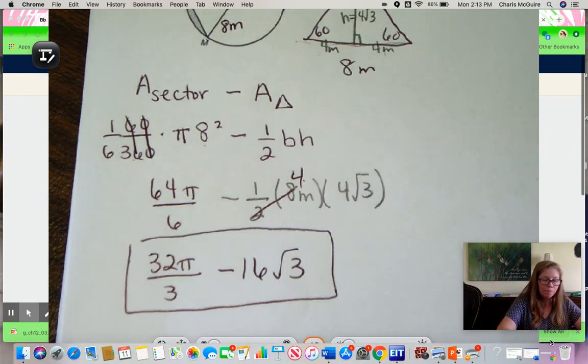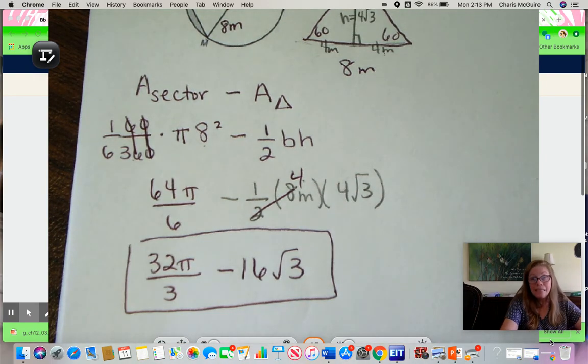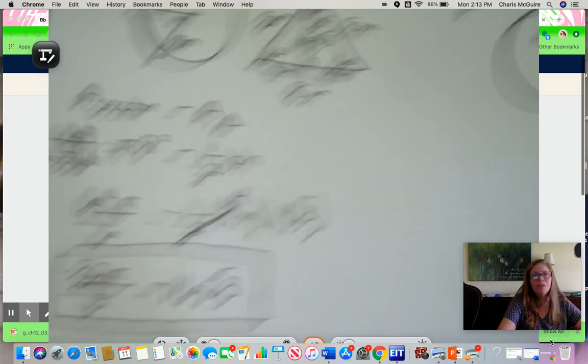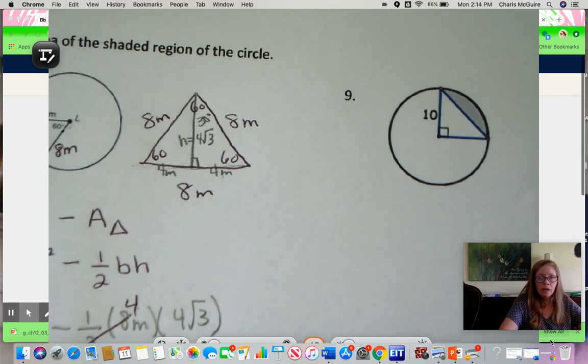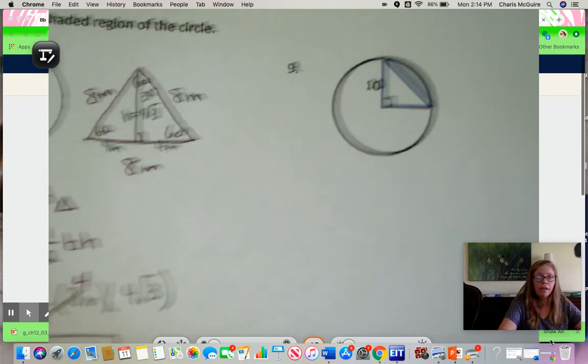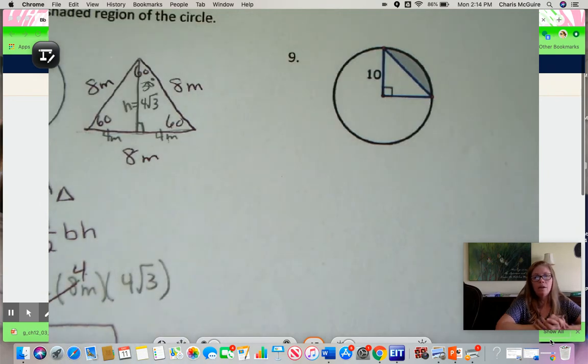Now number 9 is easier because the triangle is nicer. So look at what it's giving you and go ahead and find the area of the shaded region. All right, what did I get for this one? 25 pi minus 50. 25 pi minus 50.